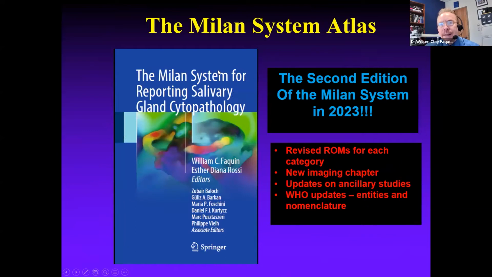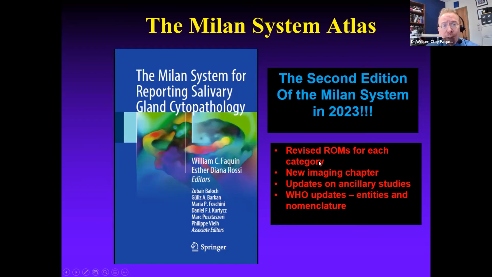So the Milan system, it's a global effort. The atlas was first published in 2018, and we actually just completed the second edition. It's with the publisher right now, and we're expecting it to be officially published hopefully at the very beginning of 2023. If we're lucky, maybe the end of this year, but probably the beginning of 2023.